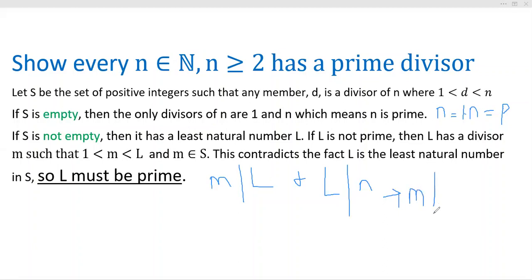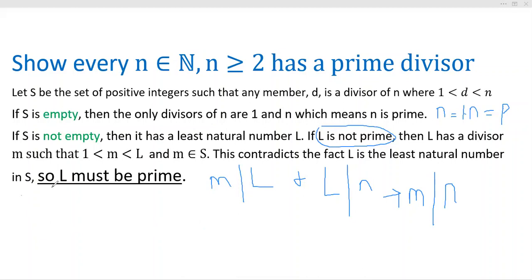You see, that would be a contradiction, since L is supposed to be the smallest integer with that property. And right here we have M less than L. So this is a contradiction. And what assumption did we make? We assumed that it was not prime, right up here. So we reached a contradiction. Therefore, L is prime.